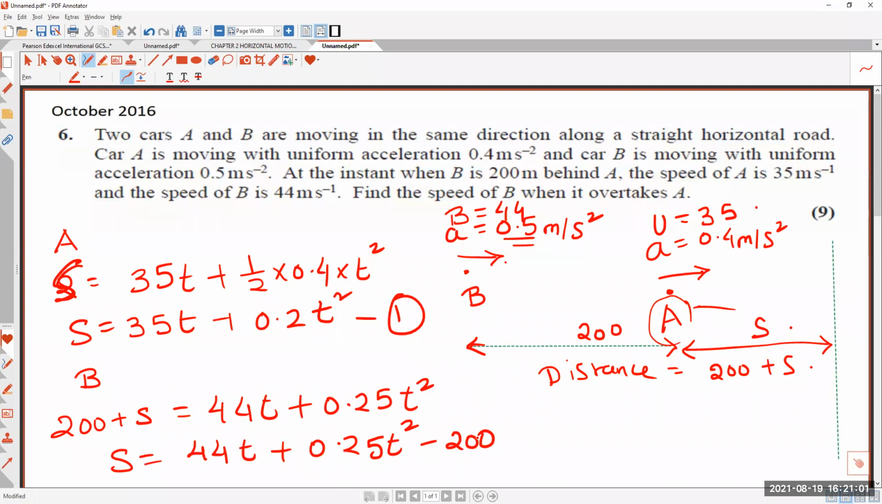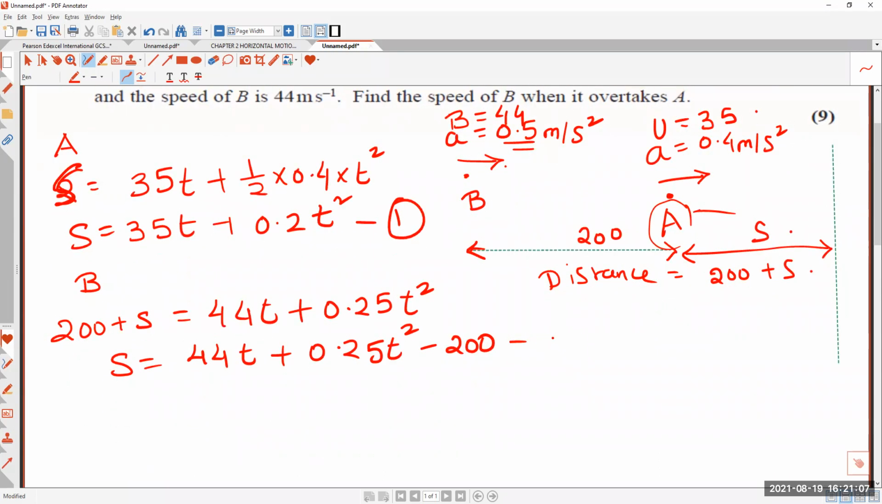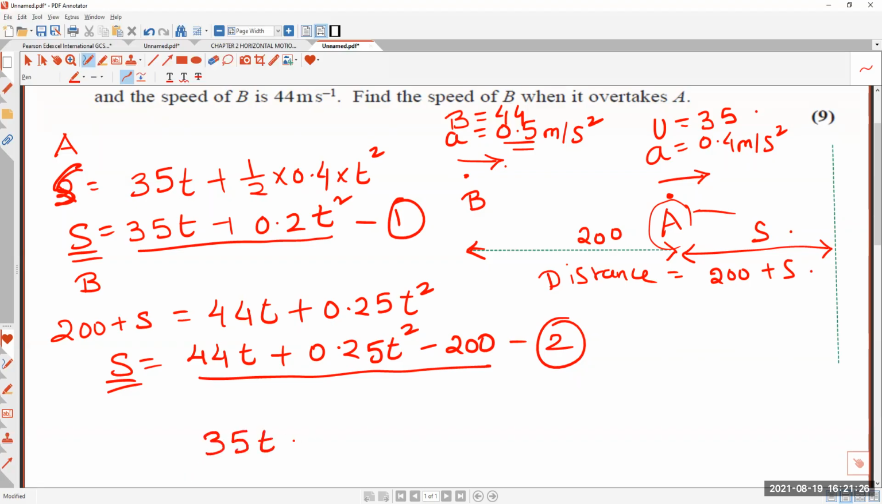Clear or not? Okay. Now you got two equations over here. Should I do this or you guys can do this now? Look, this is S, this is also S. This equation is equal to this equation. I mean, we are doing a simultaneous equation here, substitution method. So, can I write 35t plus 0.2 t square is equal to 44t plus 0.25 t square minus 200? Clear or not? Okay. Try to do it with the quadratic equation right now.